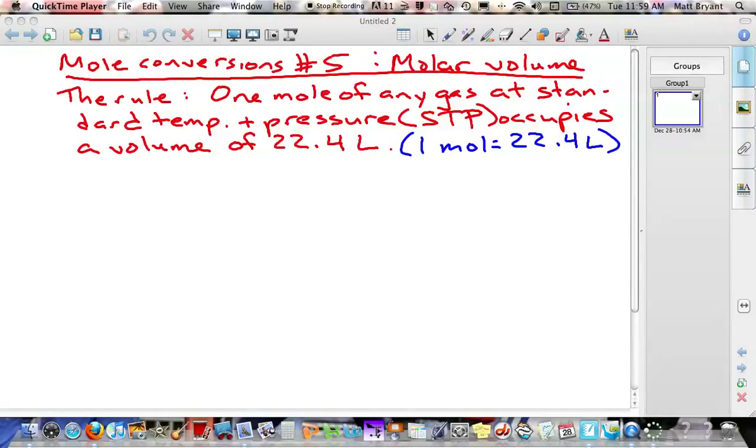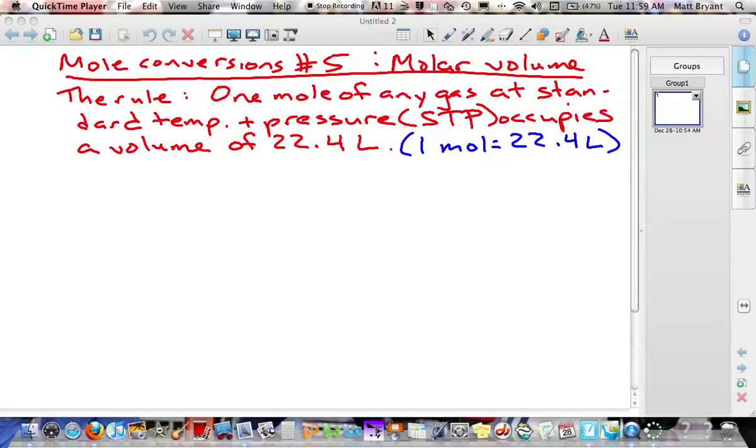Alright, so in this fifth podcast on mole conversions, we're going to kill two birds with one stone and just take care of the concept of molar volume. Now, this really isn't an issue until we get into gases more extensively, but for now, since we're covering these conversions, we'll go through it.